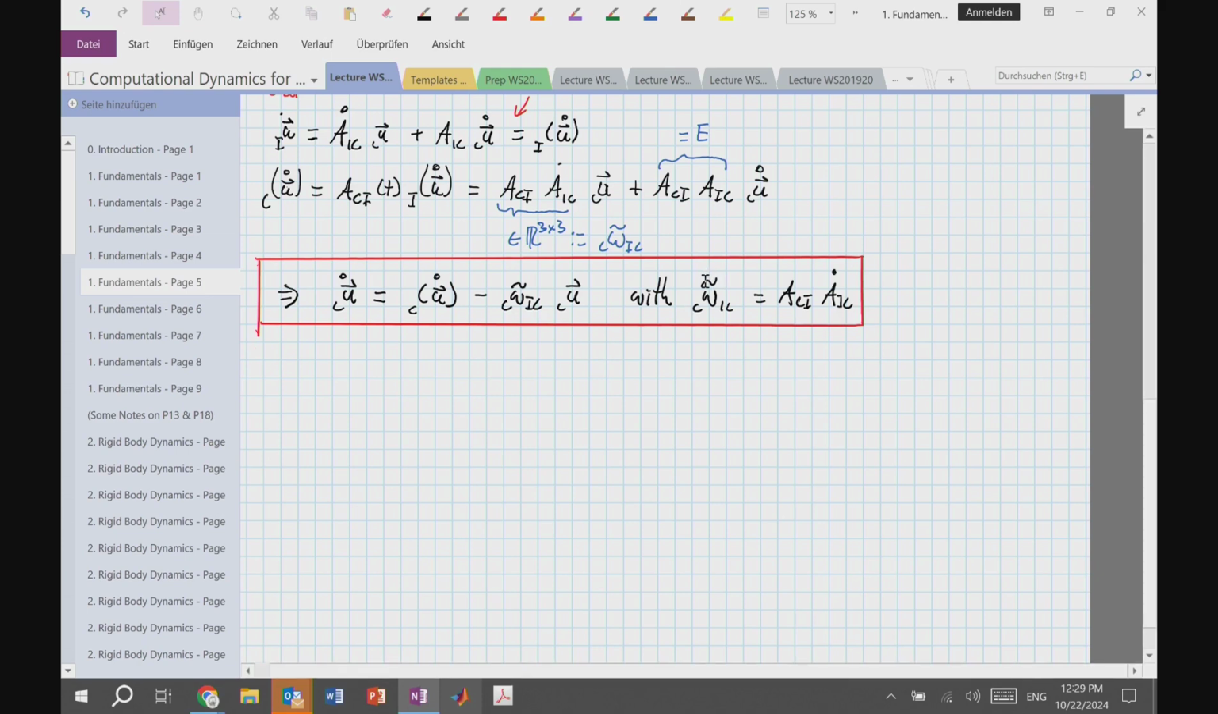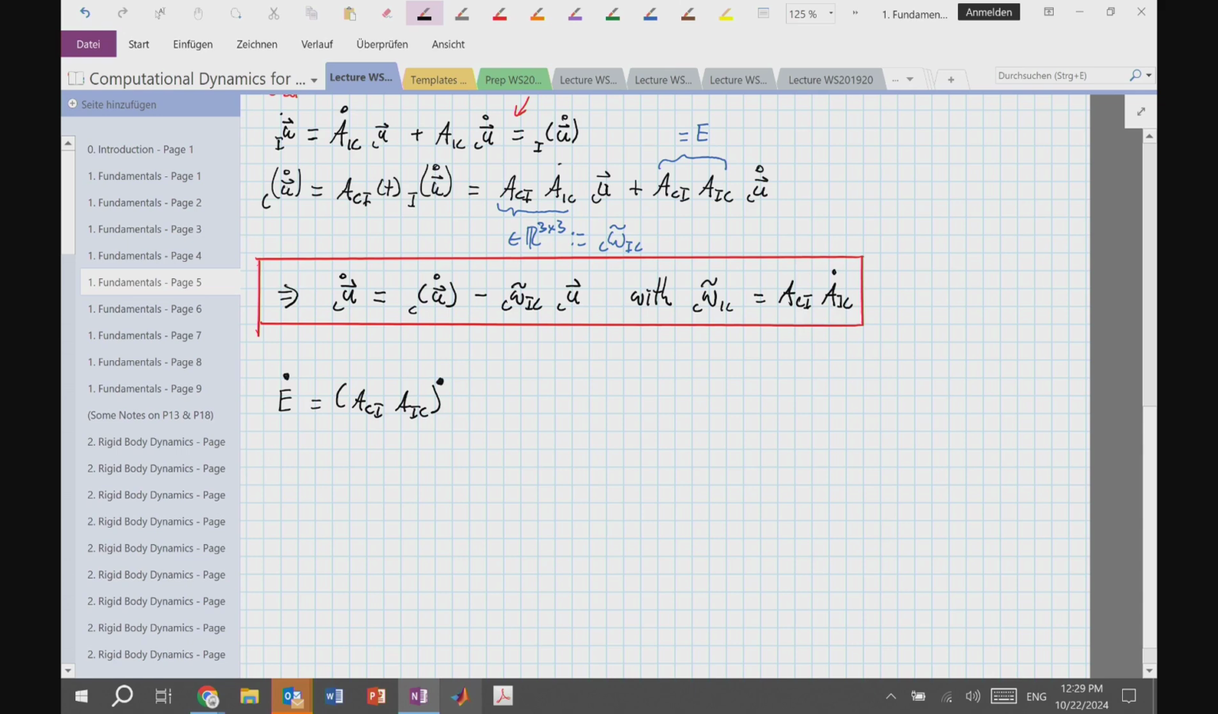Now, small detail, right? I wrote this here as omega tilde, kind of indicating that this is a skew-symmetric matrix. And of course, that's true. That's easy to show. If I look at the following product, A_CI times A_IC, forward and backward transformation multiplied with each other, that's just going to give me an identity.